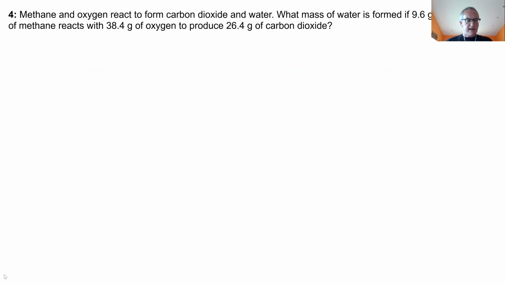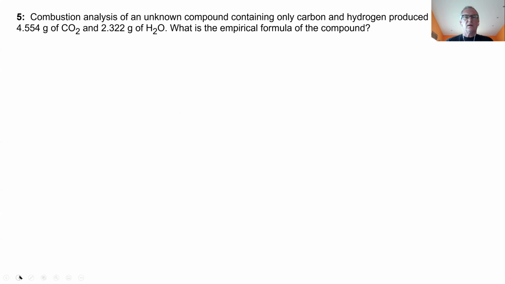I think the next one might have been another. There we go. I want to do this one because this is another example of a question you're going to get on tests all the time. And this is how we actually measure masses of carbon and hydrogen in a compound. We actually burn it and then see how much CO2 and how much water is made, and then figure out what the mass of the carbon and the hydrogen is.